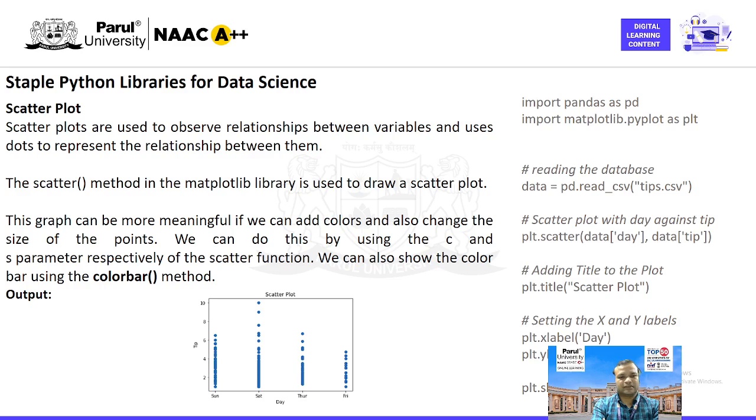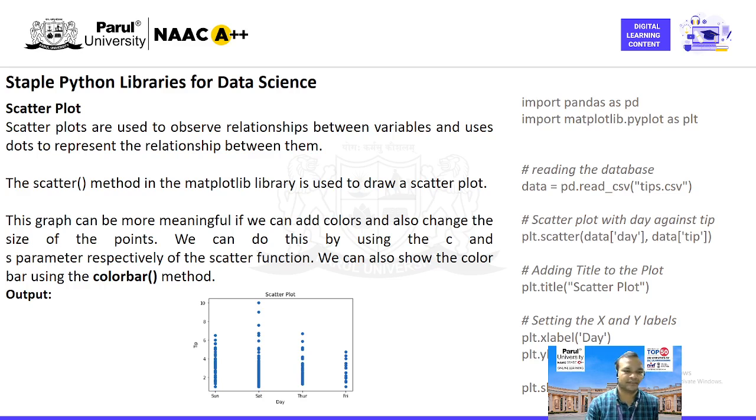The scatter method in the matplotlib library is used to draw the scatter plot. This graph can be more meaningful if we can add colors and also change the size of points. According to the requirement, you can change the color and you can change the size of the point. We can do this by using the C and S parameters respectively of the scatter function.